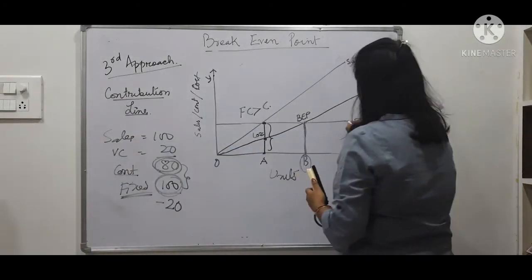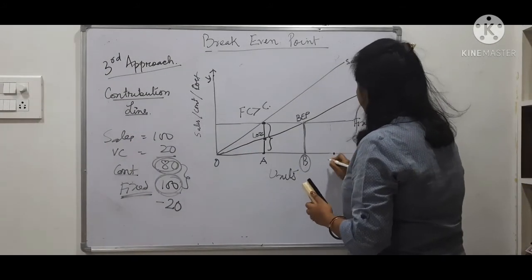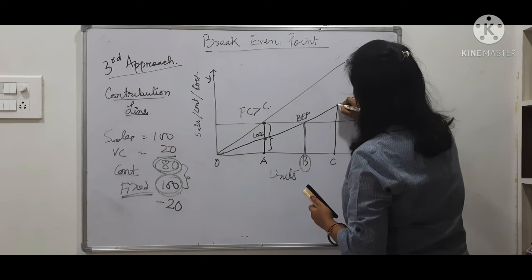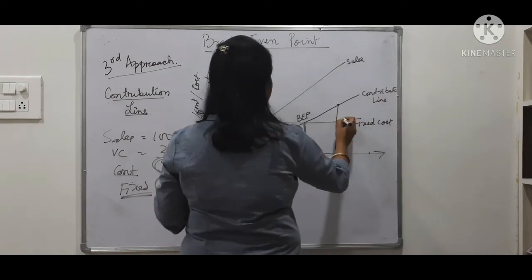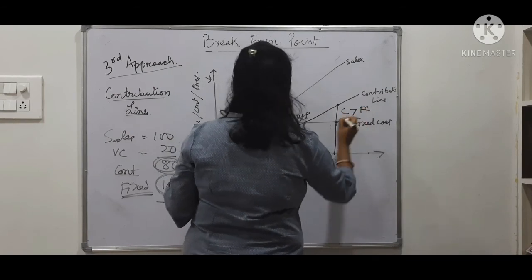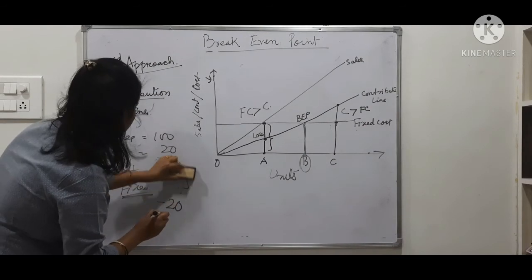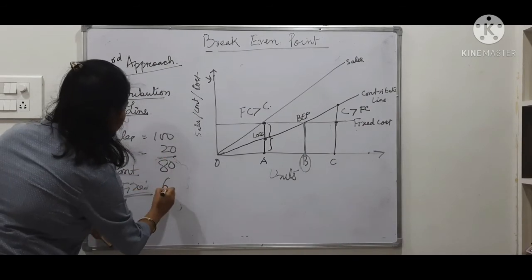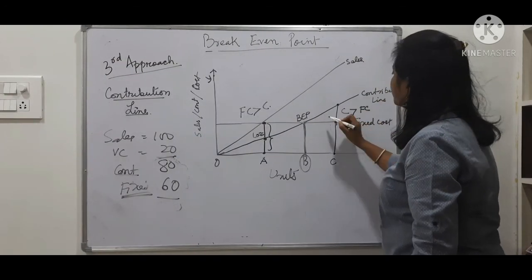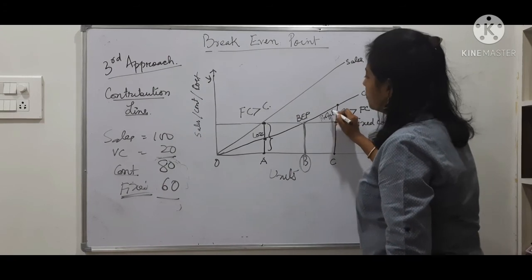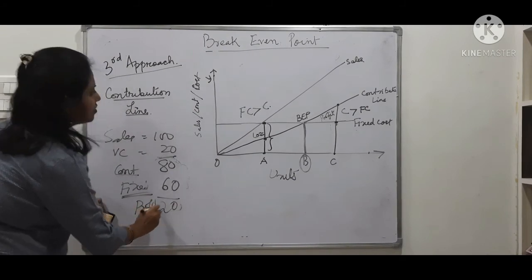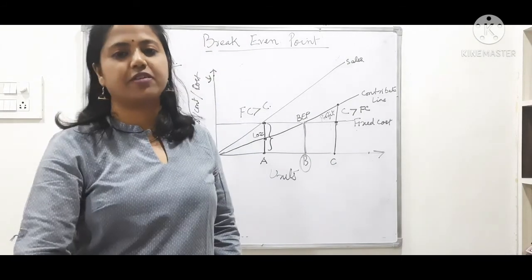Now suppose this is a point C and I extend this point to reach the contribution line. Here you see you have your contribution greater than your fixed cost now. Your contribution is 80 but your fixed cost is 60. Definitely when your contribution is more than your fixed cost, you are making a profit. So this is your profit, 20 rupees. This is one of the ways by which we represent the break-even chart.